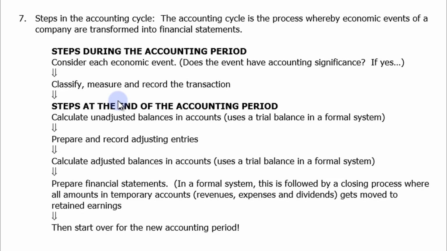So one of the things that you want to do anytime you're doing transaction analysis is make sure you're paying attention to what the accounting period is. This is from the chapter notes, and it's a summary of the steps that take place during the accounting period for a company. Let's say that the accounting period for a business is a year. During the year, every time a transaction or an economic event happens, the company will ask, is that an accounting transaction? Is it more than a promise for a promise, basically? If the answer is yes, then they'll classify, measure, and record the transaction.